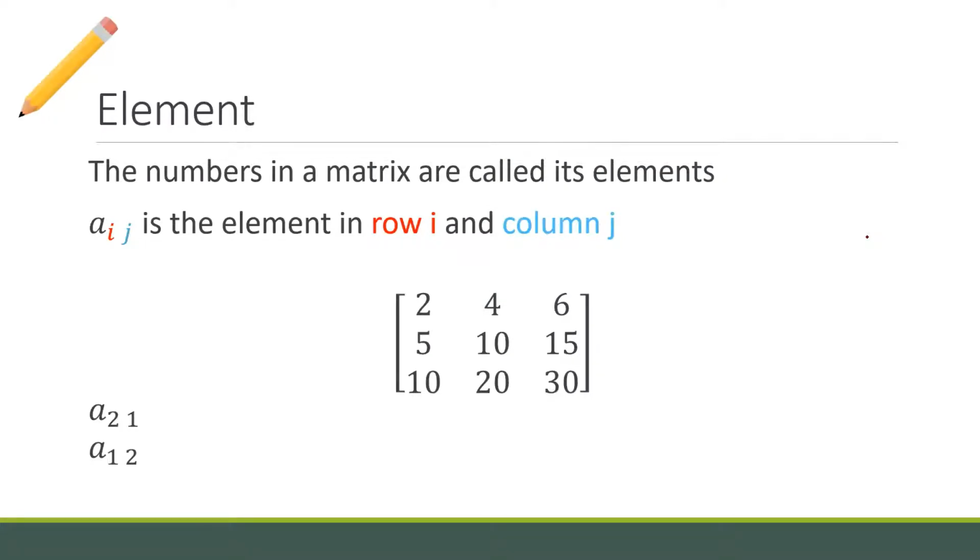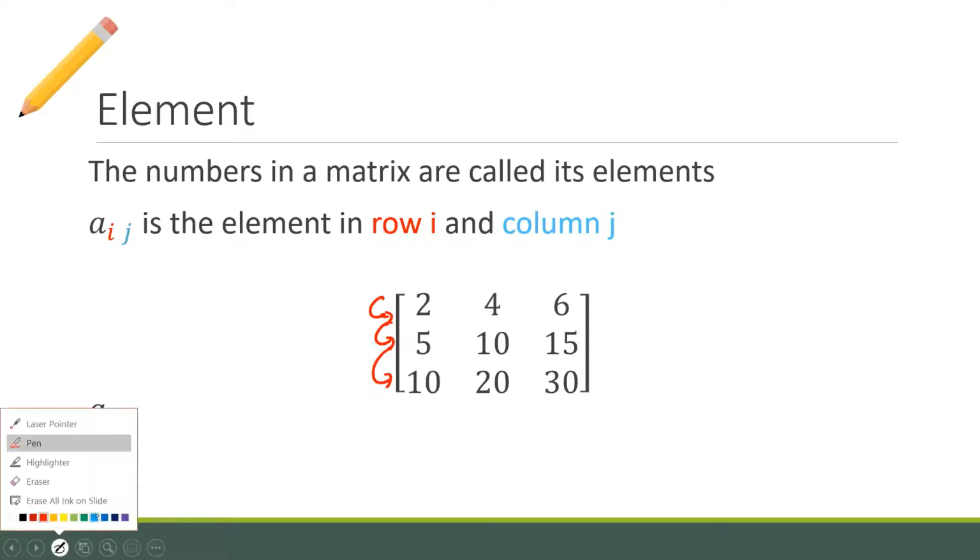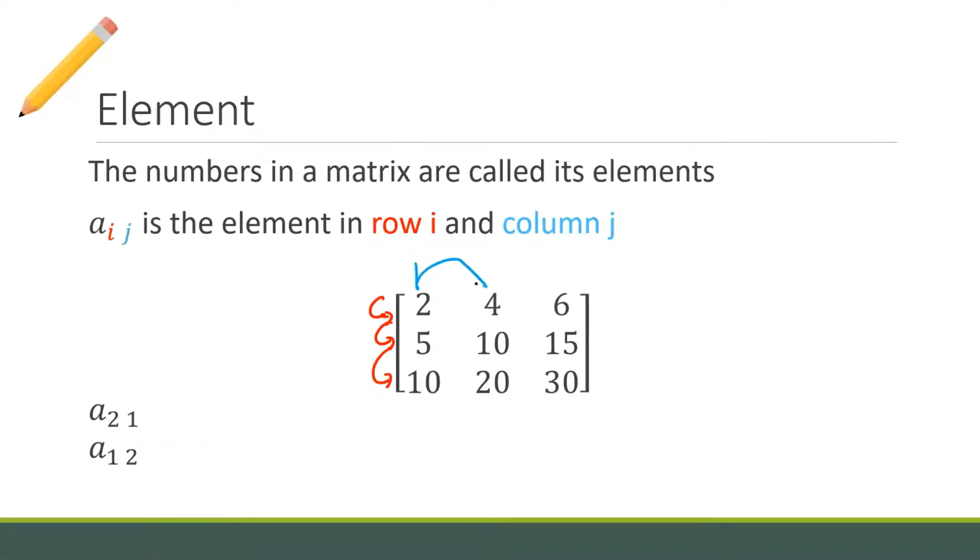We can name individual elements by looking at the ij, i being their row as you go down, and j being the columns. So when I say 2, 1, that means I'm talking about row 2, column 1. So there's 5.